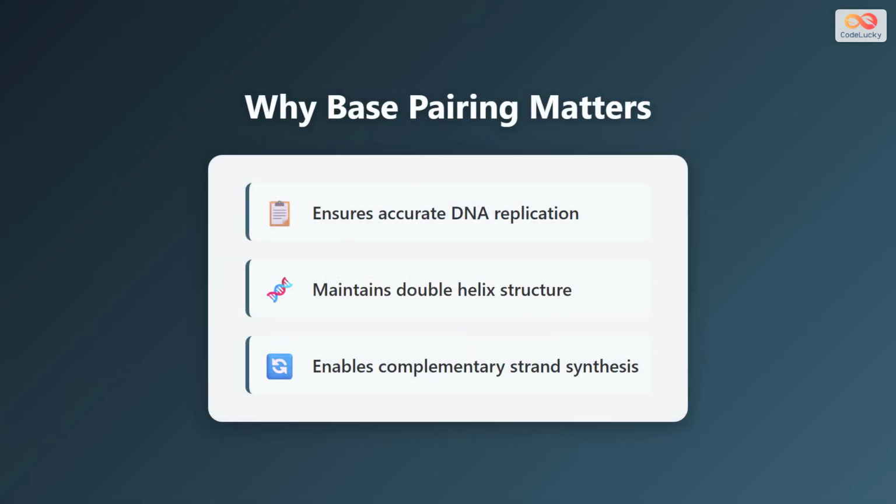Complementary base pairing serves several critical functions in biology. First, it ensures accurate DNA replication. When DNA copies itself, each base on the template strand specifies exactly which base should be added to the new strand. Second, it maintains the double helix structure of DNA, keeping the 2 strands at a consistent distance from each other. Third, it enables complementary strand synthesis, allowing cells to create a complete copy of the genetic information whenever a cell divides.